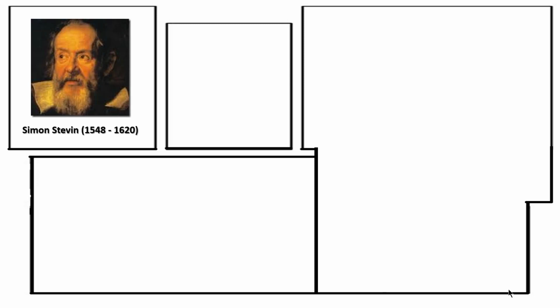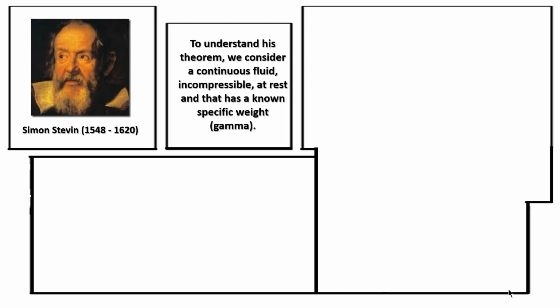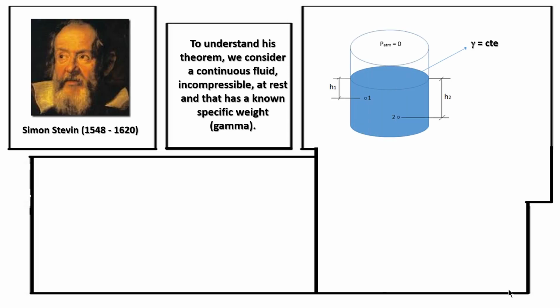1548–1620. To understand his theorem, we consider a continuous fluid, incompressible, at rest, and with a known specific weight, gamma. As we know that the pressure at a fluid point, belonging to a continuous, incompressible fluid at rest, is equal to the product of the fluid specific weight, gamma, by the depth of the point, h, we can calculate the pressures at points 1 and 2, which are respectively: pressure at point 1 equals gamma times h1, and pressure at point 2 equals gamma times h2.